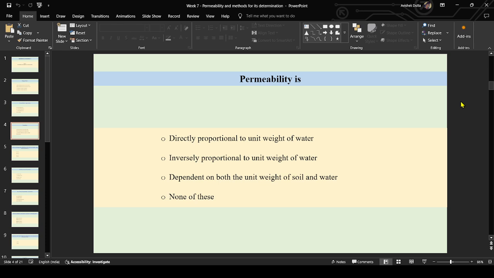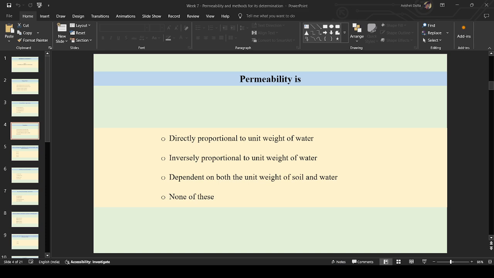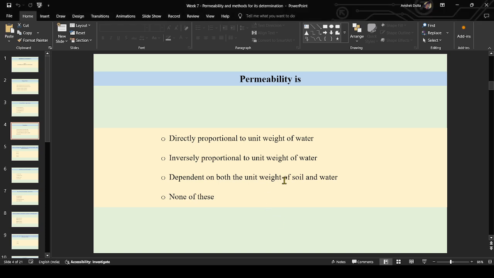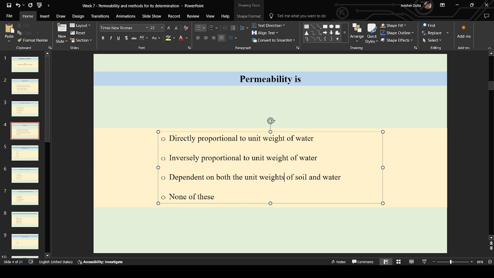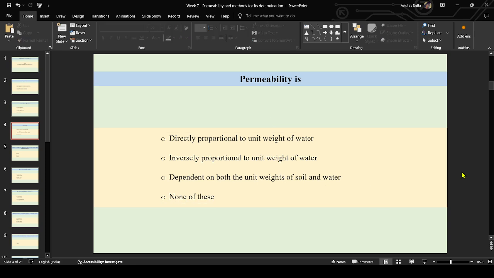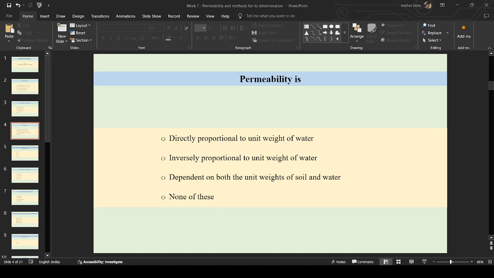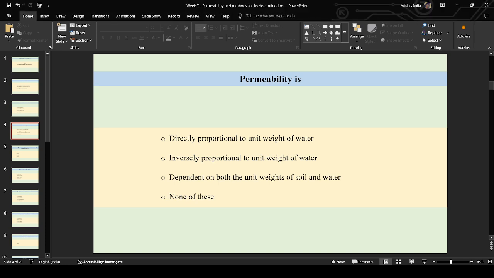Yes. Third option dependent upon the unit weight of soil and unit weight of water. No, no, unit weights of soil and water. It should be weights. Unit weights of soil and water. Okay, thanks. Third option is dependent on both the unit weights of soil and water.